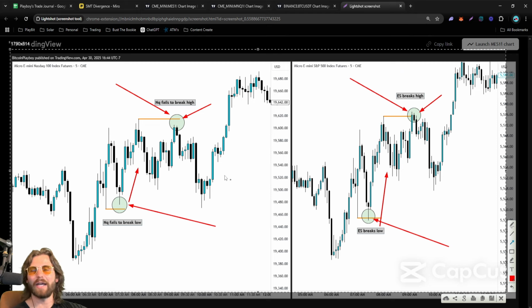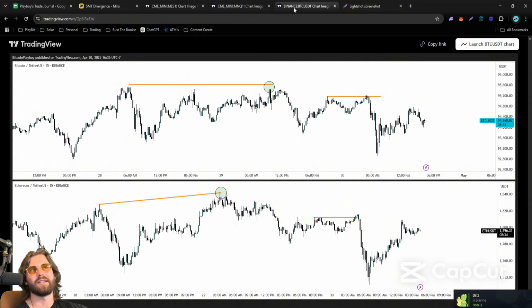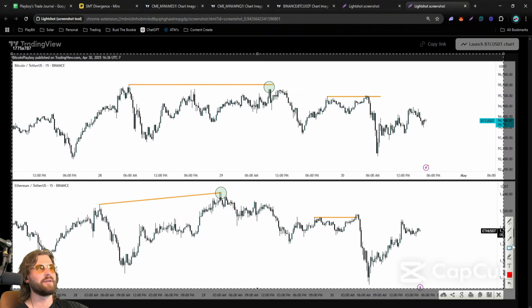So keep that in mind. It is probably one of the most important things you need to know, and you can also use it on Bitcoin and ETH. And here's a quick example, right? As we can see right here on BTC ETH, a fantastic period where there is a divergence.